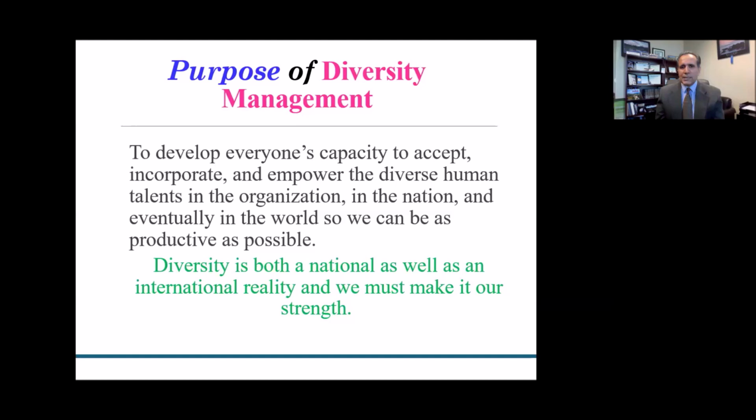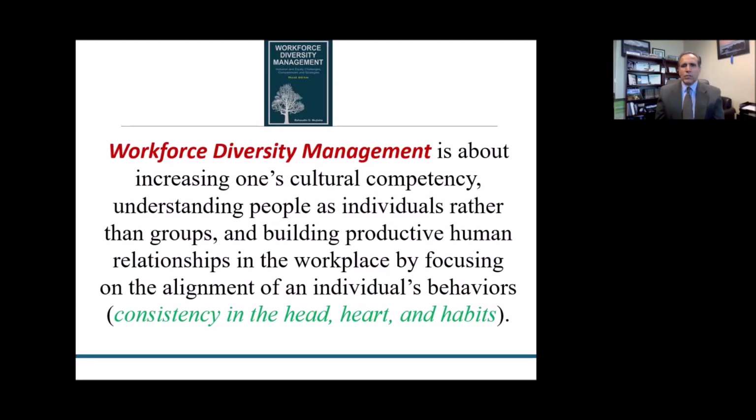Diversity is both a national as well as an international reality, and we must make it our strength by working synergistically. So workforce diversity management is about increasing our cultural competency. It's about understanding people as individuals rather than groups and building productive human relationships in the workplace by focusing on the alignment of our behaviors. In other words, we need to be consistent in terms of what we think, what we feel, and how we behave every single day toward our colleagues and our customers, our vendors who are different than us.